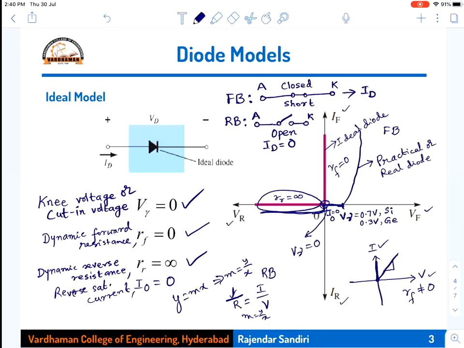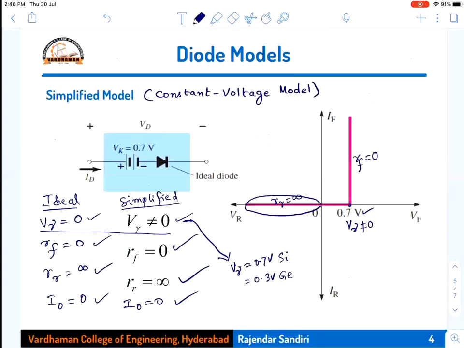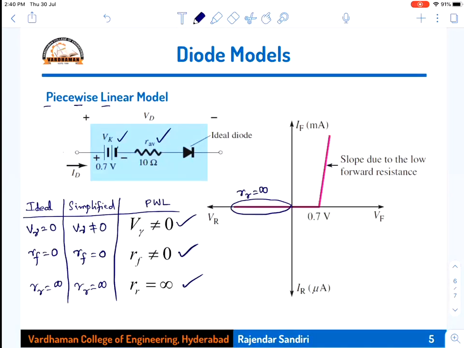Okay. Next, RF is equal to 0. RF is equal to 0 in the ideal case and simplified case, but RF is not equal to 0 in the case of piecewise linear. Can you observe the change? If RF is equal to 0, what happens? If RF is not equal to 0, what happens? RF equal to 0 means a vertical line will exist parallel to the y-axis or on the y-axis, depending upon whether V gamma is equal to 0 or V gamma is equal to 0.7. If V gamma is equal to 0, from the origin it takes a vertical line on the y-axis. If V gamma is not equal to 0, V gamma is equal to 0.7, then the vertical line is parallel to the y-axis.